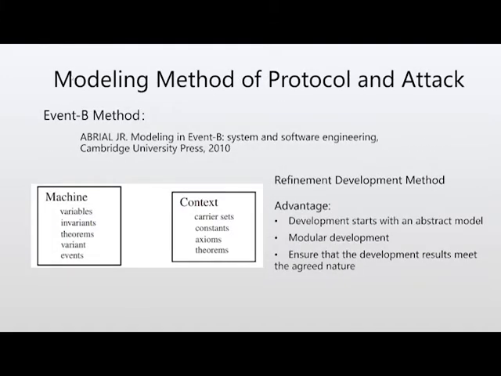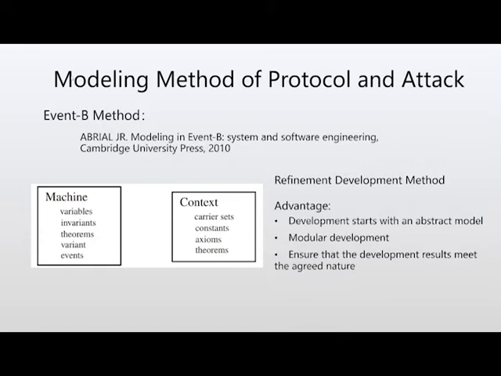Before I introduce our work formally, I will give a brief introduction to the Event B method. The Event B is a modeling method proposed by Professor Abrial. You can look at it in detail in the book shown on the PowerPoint. The Event B model can generally be composed of machine and context components, which define the dynamic and static parts of the model respectively. Variable types, constants, axioms, and theorems are defined in context. Variables, invariants that represent the nature of the system, theorems, events, and so on are defined in machine.